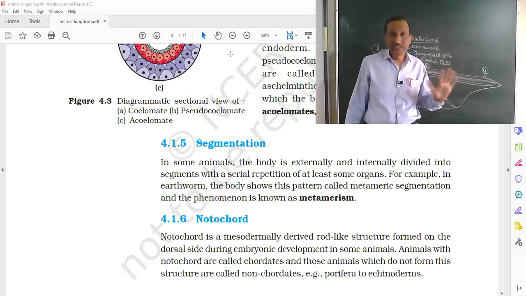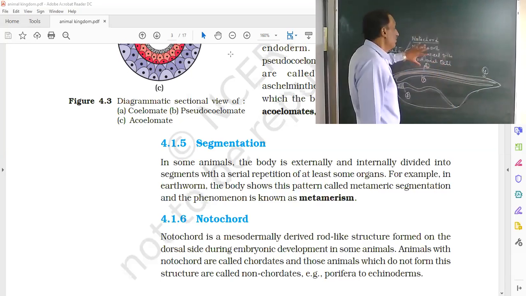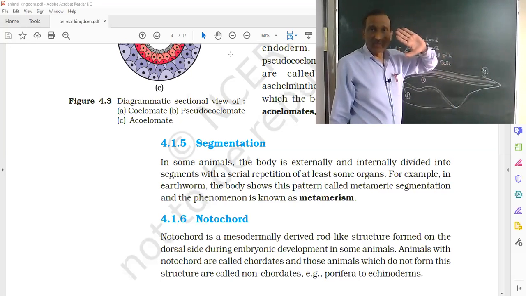Non-chordates में ये चार चीजें नहीं मिलती हैं. Notochord is not there, nerve cord is not there, pharyngeal gills are not there, post-anal tail is not there. We will describe these three in the chordates when we study chordates.